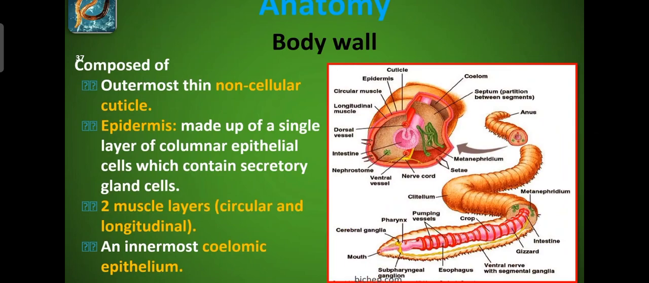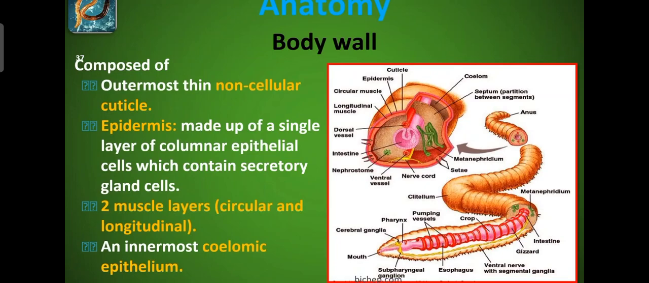Now we'll move to the anatomy. What is the internal structure, or what are the internal features of an earthworm? So in the anatomy, first we'll see the body wall, what it is composed of, how many layers are there. The body wall is composed of an outermost thin non-cellular cuticle. In the first diagram you can see the outer layer, it is non-cellular and it is called the cuticle.